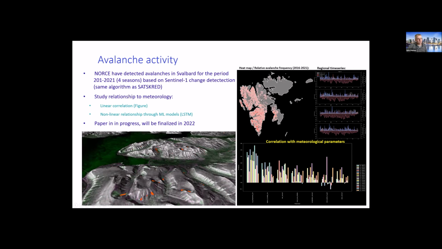And we find, as you can see on the image to the right, a heat map of the relative frequency of avalanches. And we have also tried to compare these to meteorological factors to find correlations. And the idea is in the long run to use in combination the meteorology and the avalanche heat map to improve the avalanche warning on Svalbard. So a paper on this is in progress and will be finalized this year.